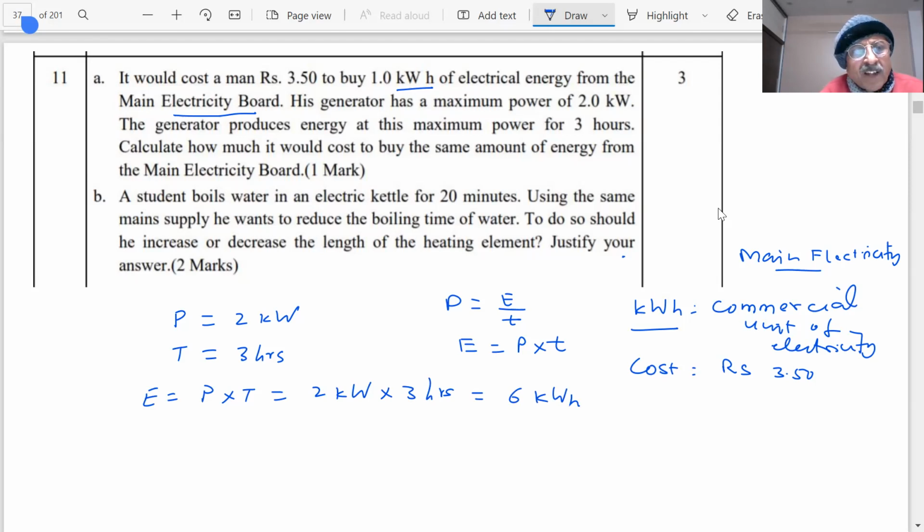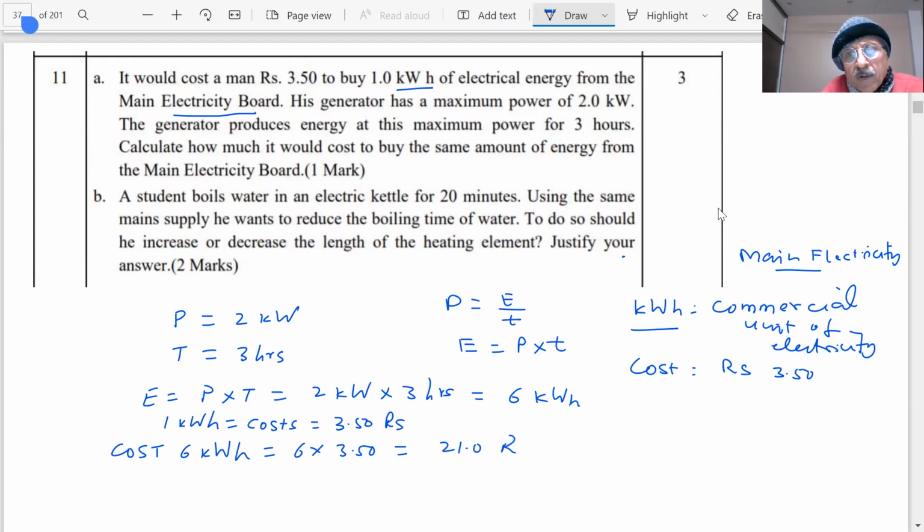The cost of 1 kilowatt hour is how much? 1 kilowatt hour costs 3.50 rupees. Then what will be the cost of 6 kilowatt hour, students? 6 into 3.50, which comes to 21 rupees. So this is the answer in this question. Question number A is answered, student.